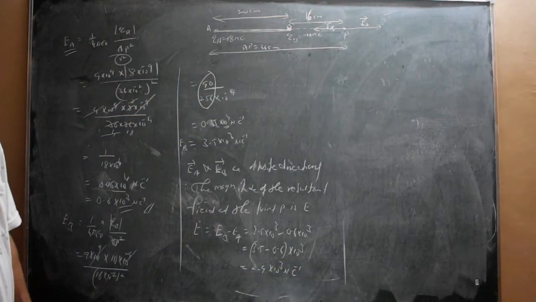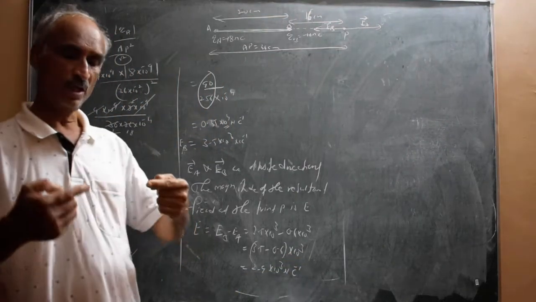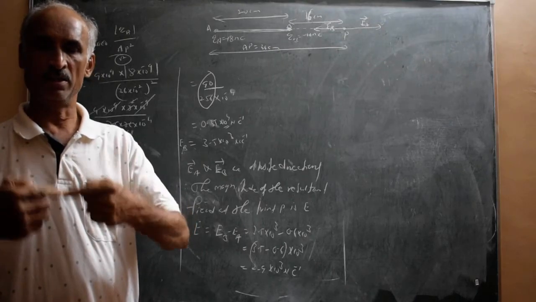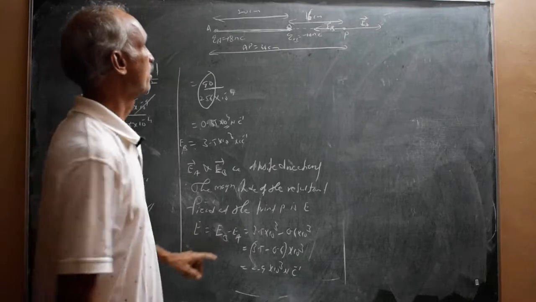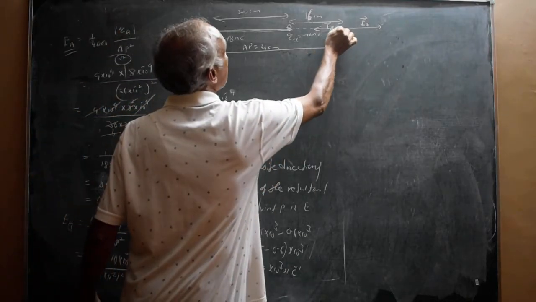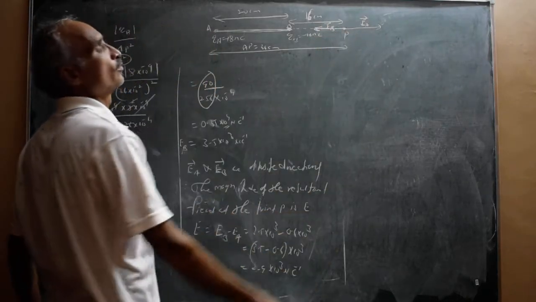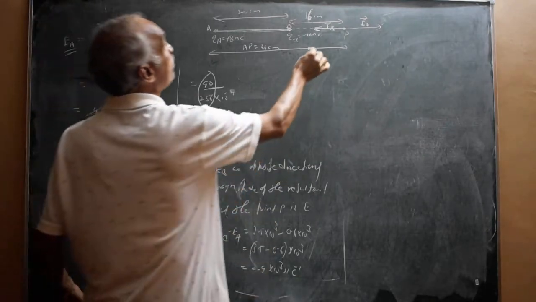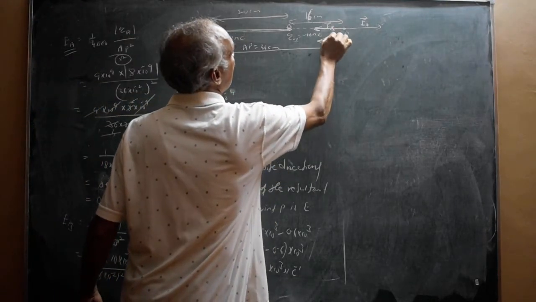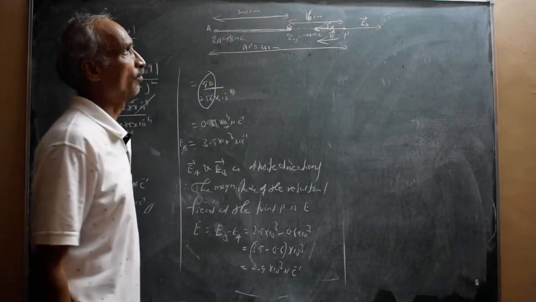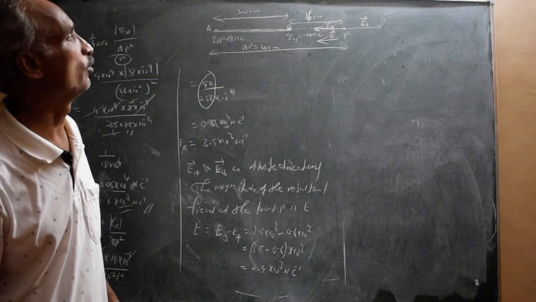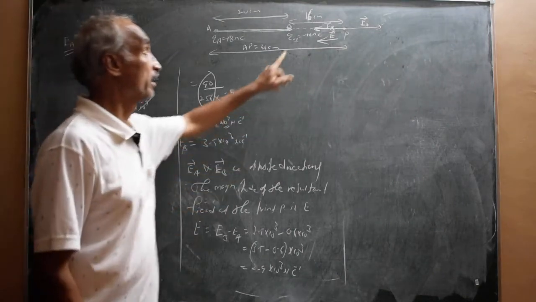What is the direction of the field? When two fields are acting in opposite direction, the resultant field is on the side of the stronger one. Which one is stronger? EB. Therefore, the resultant field is towards EB bar, which means it is along PB, from P to B. EB bar is stronger.